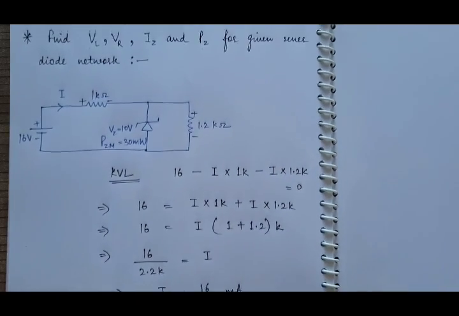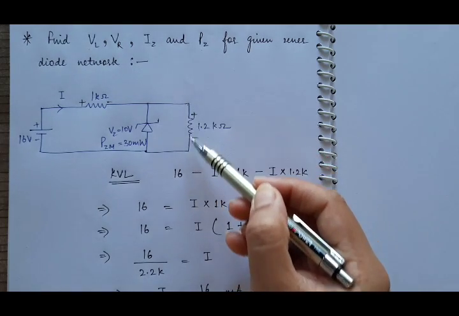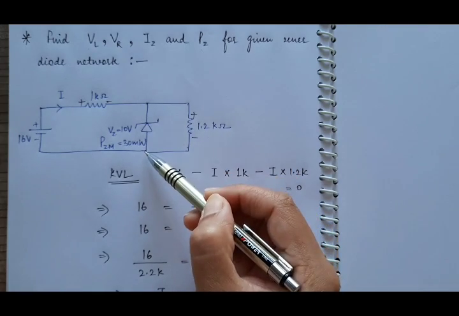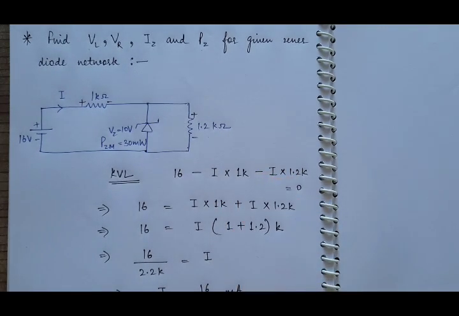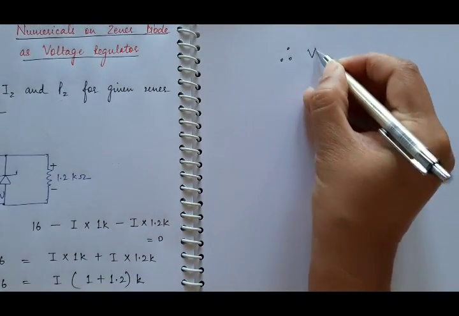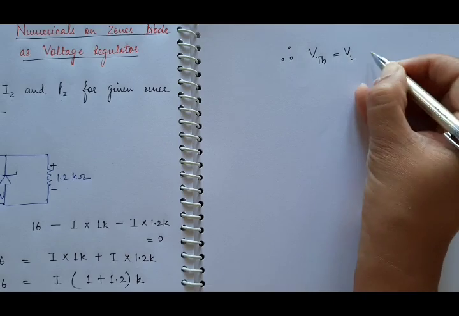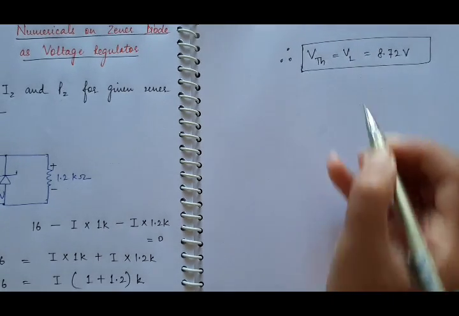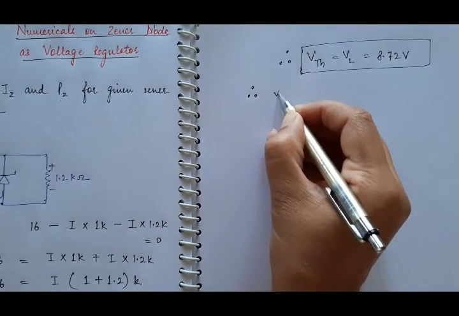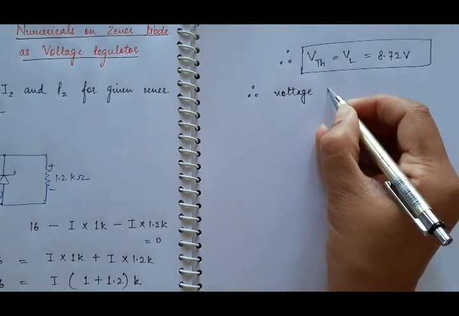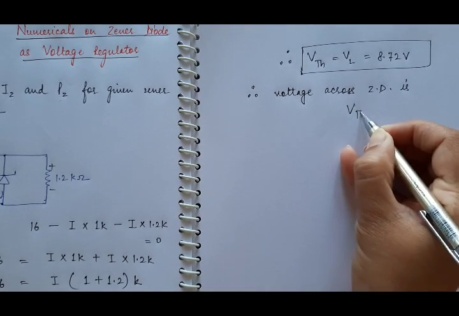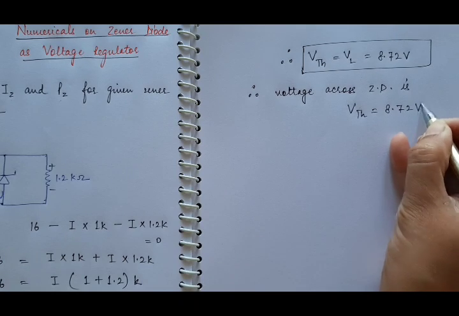And this load voltage between these two terminals will be the same as VTH, the voltage across these open terminals, because these two terminals are in parallel. Therefore, VTH is equal to VL and it is equal to 8.72 volts. Therefore, the voltage across Zener diode is VTH, which is equal to 8.72 volts.